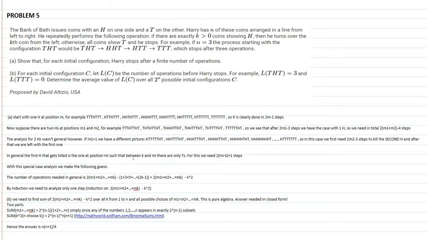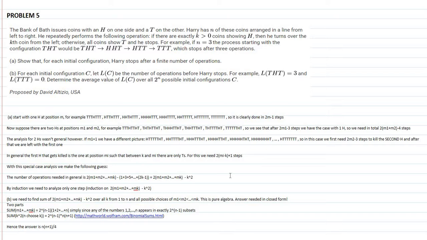And actually you see that in general the first H that gets killed is the one at position Mi, such that between K and Mi there are only T's. And for this, you know exactly how many steps you need. You can just count it, and you see that you need exactly 2 times Mi minus K plus 1 steps. So just like before. And now you're basically ready to make the general guess.